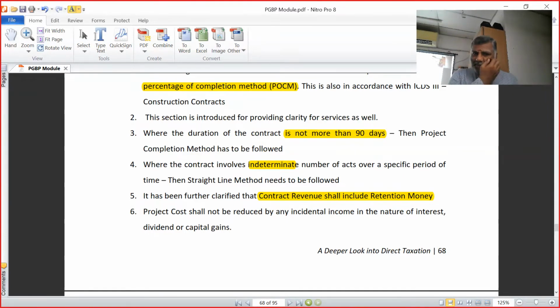A friend has asked me to explain the fourth point, where the contract involves an indeterminate number of acts over a specific period of time. For example, a 3 months prepaid, that 499 plan. How much per month will you take? Indeterminate. I don't know how much this month you are going to use, how much next month, or it cannot be determined. So it says the straight line method needs to be followed. 499 divided by 3 every month will be the revenue.